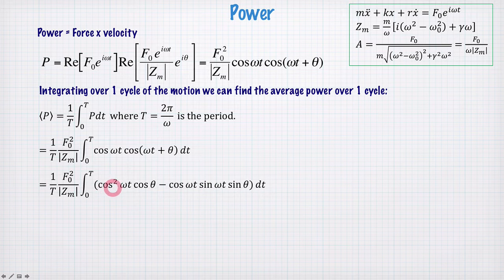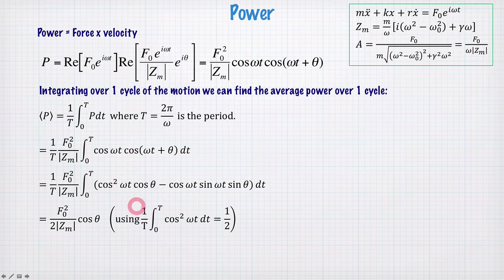The integral of cos squared omega t, however, is not 0, it has a positive area. So in fact, 1 on T times the integral from 0 to T of cos squared omega t is a half, so we can use that to replace the integral of cos squared omega t, and we get a factor of 2 down the bottom here and a cosine theta.